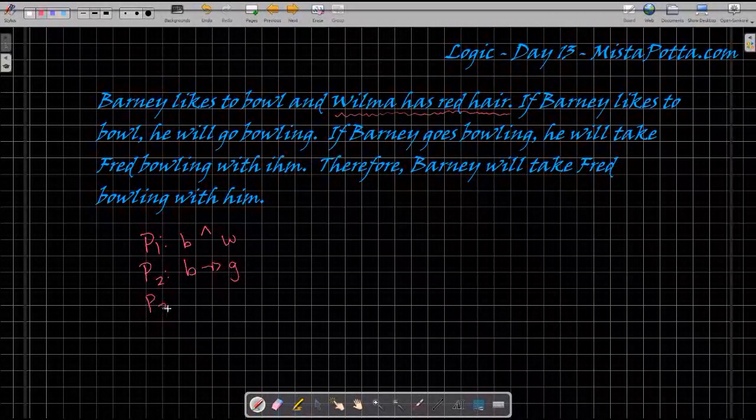And then for my third premise, we have if Barney goes bowling, he'll take Fred bowling with him. So that would be G conditional F, for Fred. Therefore, the conclusion: Barney will take Fred bowling with him, which is just F. And so the idea here is that because I have this conjunction, I'm going to need to break it apart so that I have some pieces to use with these conditionals. Otherwise, without these terms from this conjunction, all I have are conditionals, and the only thing I could do would be a hypothetical syllogism.